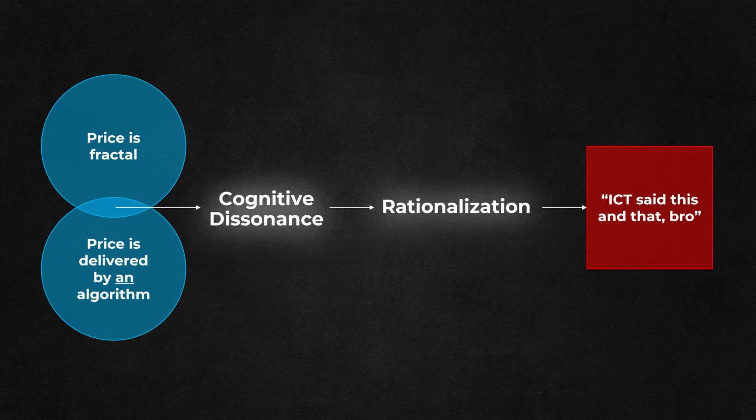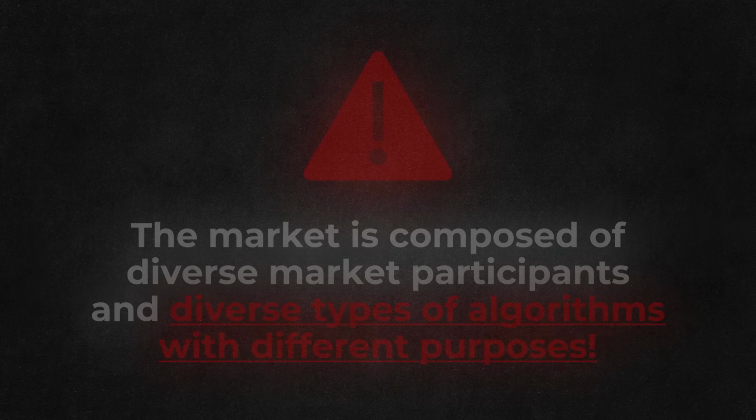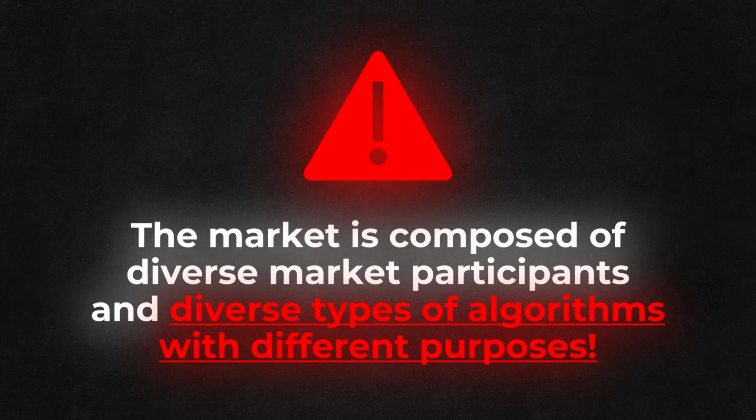The way to reconcile these ideas is by realizing that the market is composed of diverse market participants and also diverse types of algorithms with different purposes, as we'll see later. But this debunks the idea that price is controlled by an algorithm, worse yet, an algorithm that was coded by the ICT, like some traders believe.